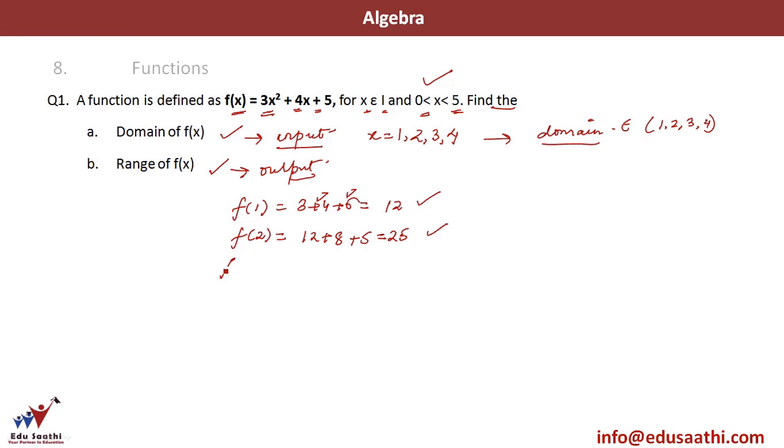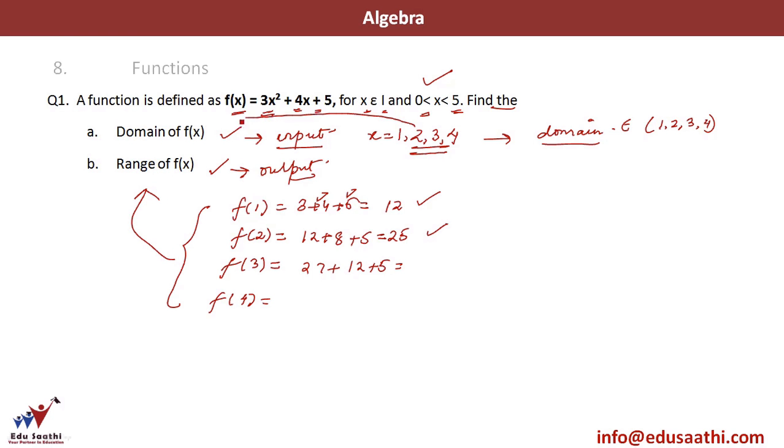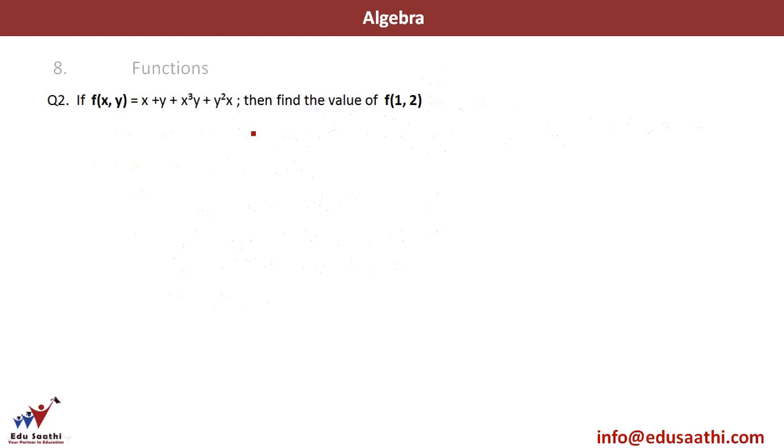If you put the value of input as 3, this will be 27 plus 12 plus 5 that you will have. So if you just keep on finding the values for f(3) and f(4), all the set of output values would be termed as range, and all the set of input values which are possible for this question would be termed as domain of this equation. Let's move ahead and let's look at another question.